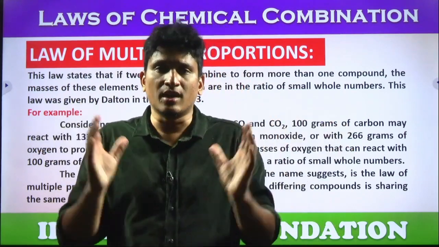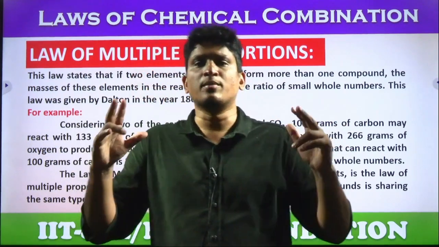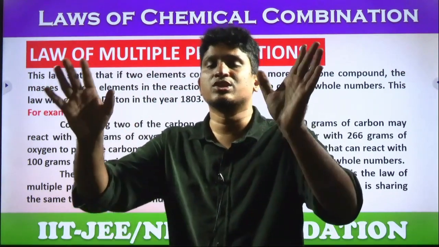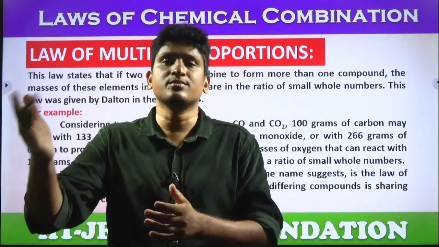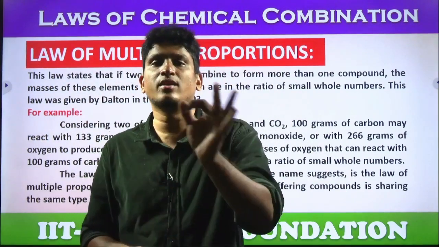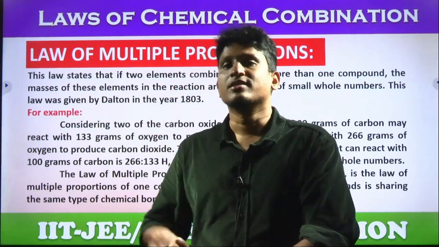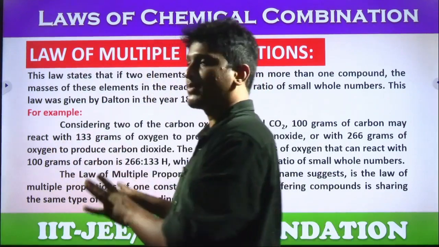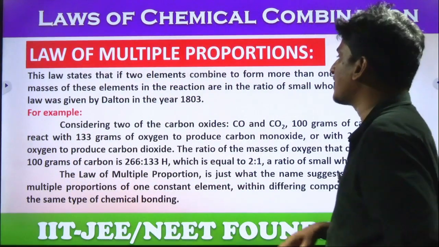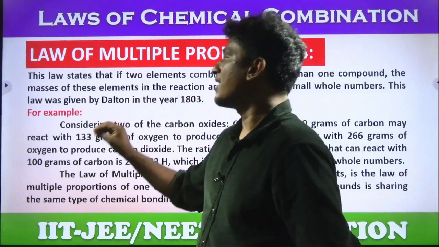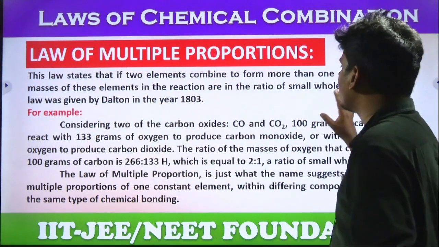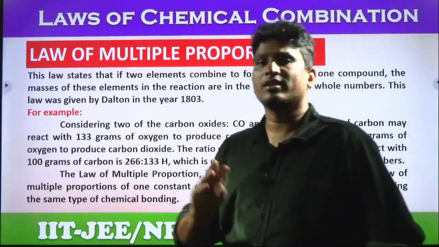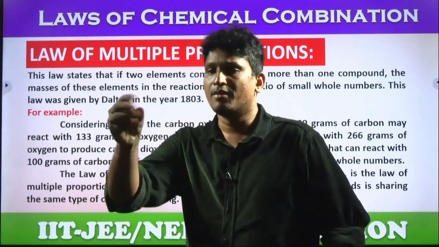That means if two elements combine to form more than one compound, they always combine in a simplest whole number ratio. Water, H2O, and hydrogen peroxide, H2O2. Sulfur dioxide, SO2, 1:2 ratio. Sulfur trioxide, what is the ratio? 1:3. Understood? So that is what the law explains. This law states that if two elements combine to form more than one compound, the masses of these elements in the reaction are in the ratio of small whole numbers. This law was given by Dalton in the year 1803. These are very basic laws for combining elements.